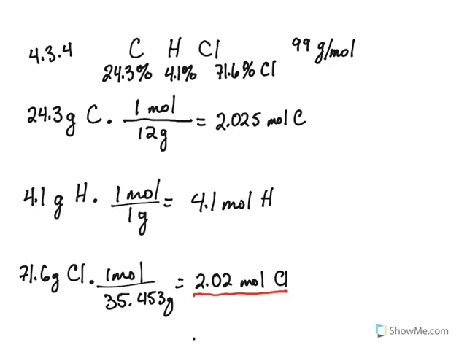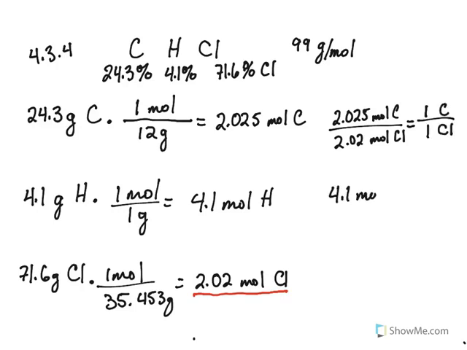So we take whichever one is the smallest and we divide that into the other two to get the mole-to-mole ratios of the elements to each other to get the empirical formula. So 2.025 moles of carbon over 2.02 moles of chlorine is going to come out to be approximately, rounding here, 1 carbon for every 1 chlorine. For hydrogen, we do 4.1 moles divided by 2.02 moles of chlorine, and we find approximately 2 hydrogens for every 1 chlorine.